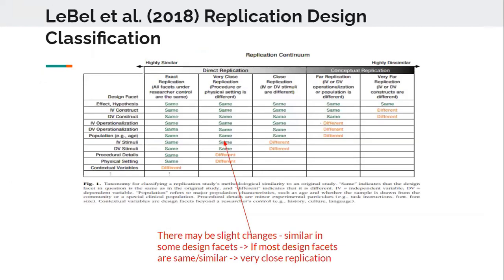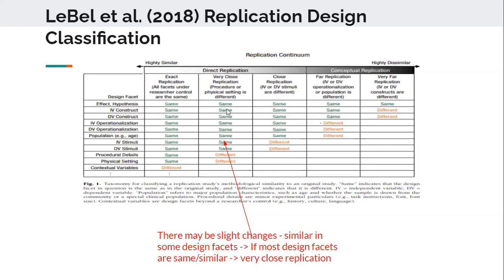And for our projects, we may also use LeBel et al. 2018 to classify the replication. As you can see, there are different types of replication, from direct replication to conceptual replication. Our replications fall into the category of direct replication. This criteria is based on different design facets, as you can see here. Apart from being the same, there may be slight changes. It may not be exactly the same.